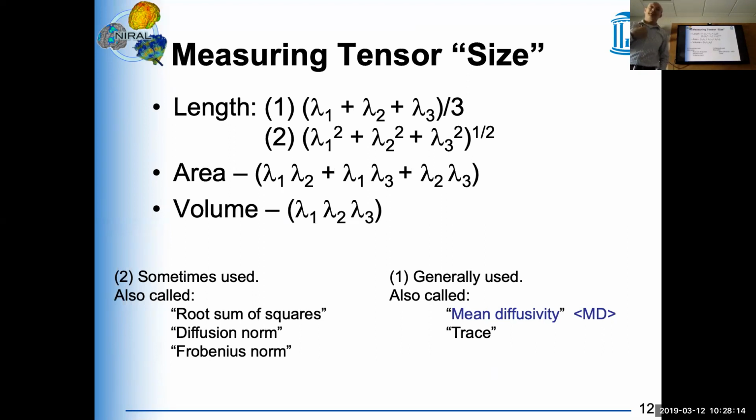Do they ever use the determinant as a size measure? The determinant is the volume. If you look at the more mathematical papers that are not in the clinical journals, they often use this, or particularly used to use this. Nowadays, it's very rare to see. But yes, it would be a good measure.